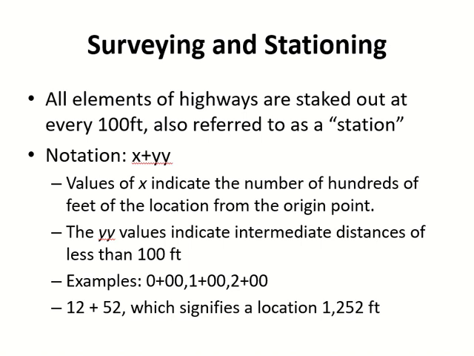When you are showing the stations, the important point is we already mentioned the station. If you are showing the cross section, the station is very important. And how to show the station? You can see the notation over here. X plus YY. So the X is the number of stations you have, and YY is the remaining distance.